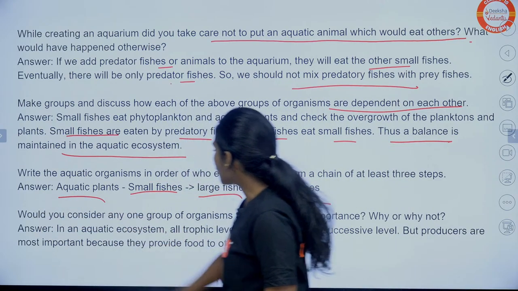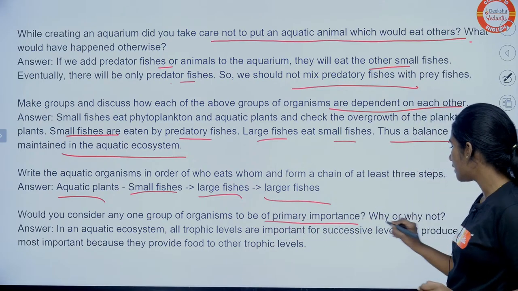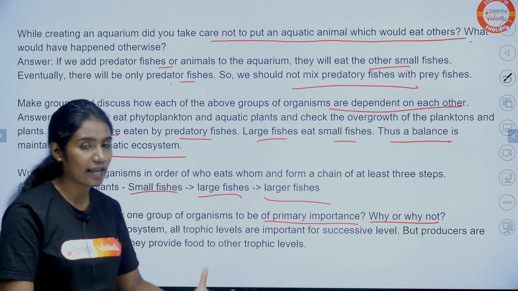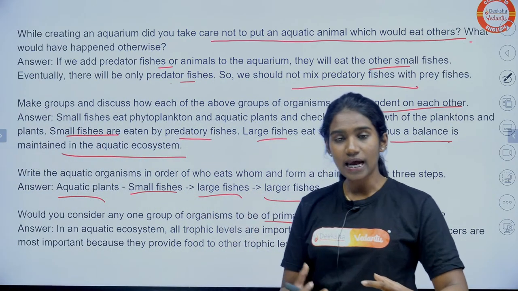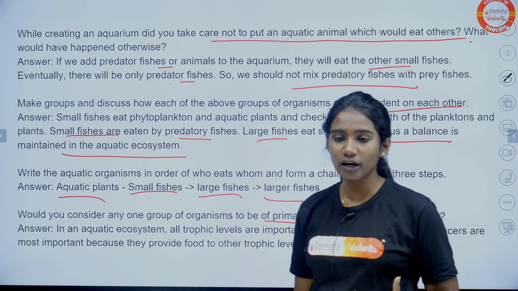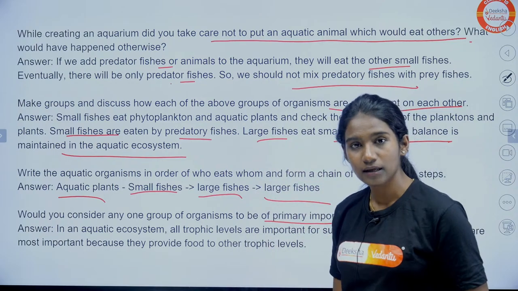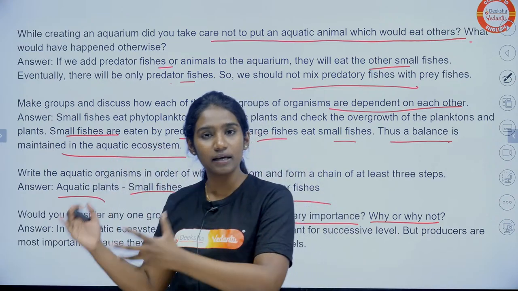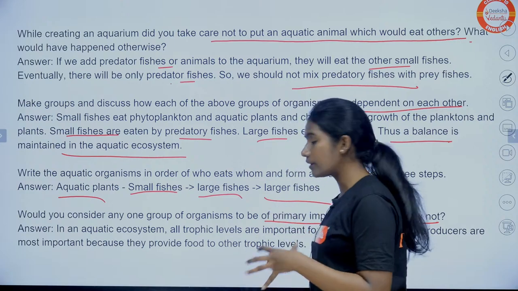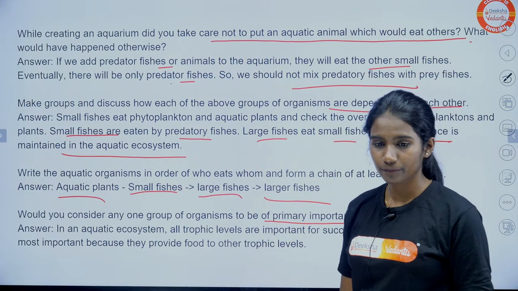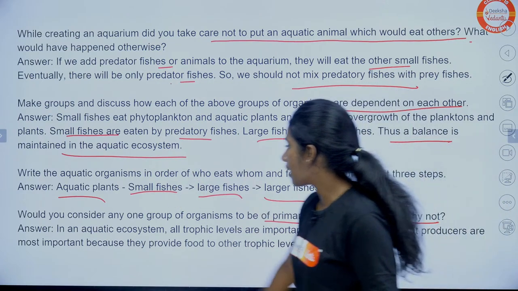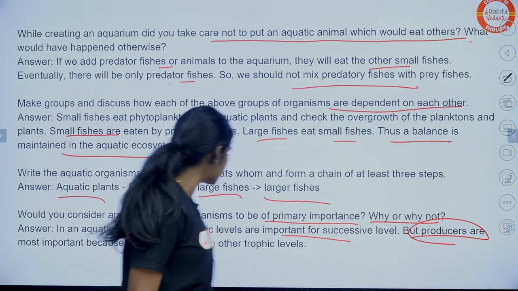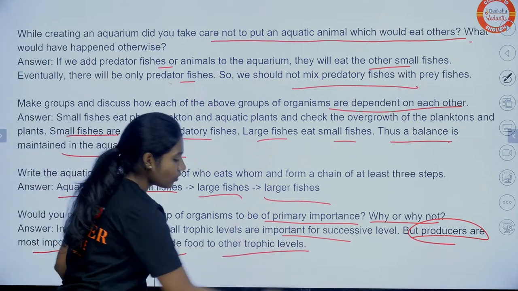Okay? And then would you consider any one group of organism to be of primary importance? Why or why not? Yes, we consider certain life form, we give them primary importance. Why? Because that life form is capable of capturing light energy and solar energy, and that is the life form which produces food. Which life form am I talking about? I am talking about the producers. Producers are nothing but plants. Plants are the only life form on earth which is capable of capturing that solar energy, and then that solar energy is made available to other life forms. And it is the plant which actually produces food and makes it available to the other life form, right. So, in the aquatic ecosystem all trophic levels are important for the successive level, but producers are most important because they provide food to the other trophic levels as well.